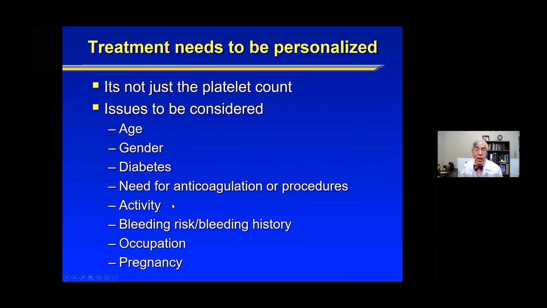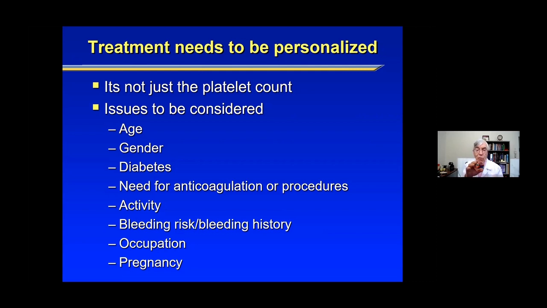A 18-year-old kid is different than an 89-year-old lady. I worry about their bleeding risk or bleeding history. I worry about occupation. I take care of a lot of professional athletes who want a high platelet count, and certainly pregnant patients are a unique group. So therapy needs to be personalized based upon a whole bunch of things. It's not just the platelet count.